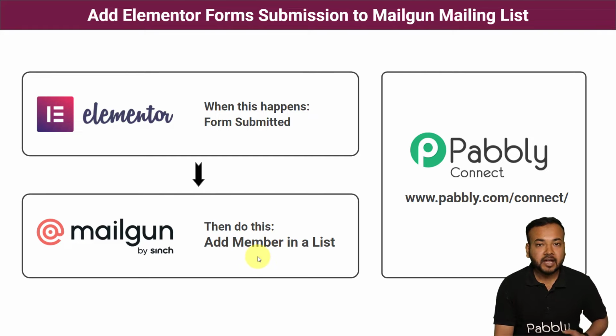So that way you don't have to manually sort out the details of your customers or your subscribers and add them one by one in the mailing list you have in Mailgun application. Here you just have to share this form with your subscribers, and as and when they fill this form, they are going to be automatically added in Mailgun application. So it will surely save a huge amount of your time and improve your productivity.